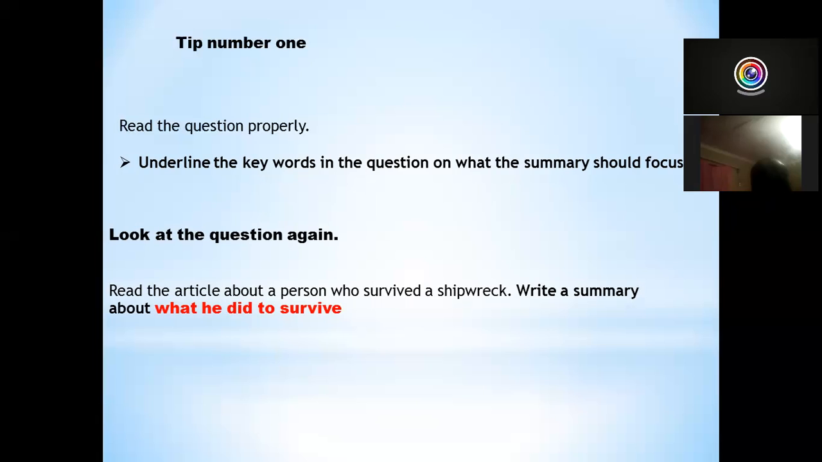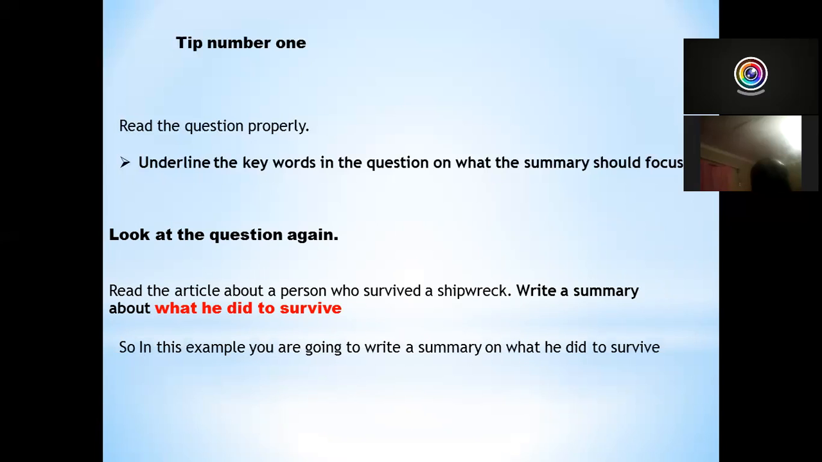So you must look at the question again: read the article about a person who survived the shipwreck, write a summary about what he did to survive. So this was our question about the shipwreck, and we are asked to write a summary about what he did to survive. The key words that we need to focus on are what he did to survive, which are underlined in red there. So that's the guiding words on how we are going to write our summary in this case. So in this example, we are going to write a summary on what he did to survive. We must take a look at the passage.